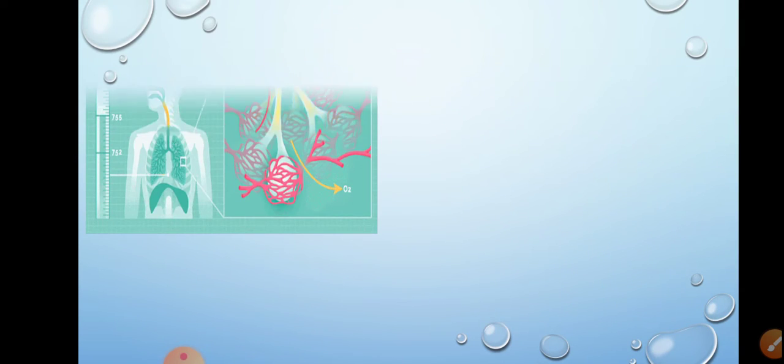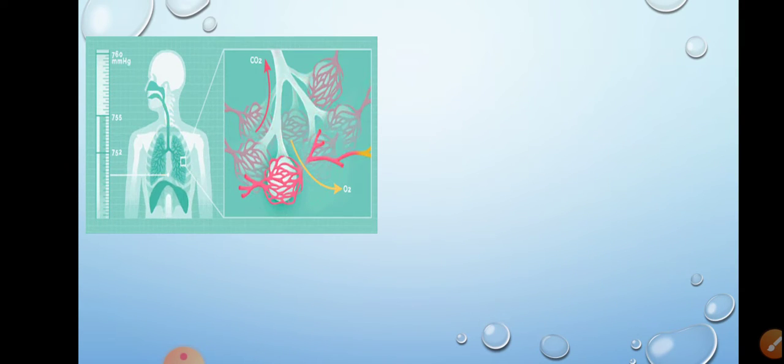Now let's do a small activity. Hold your hand in front of your nose. What do you feel? Yes, you can feel your breath. Living things need oxygen to live.